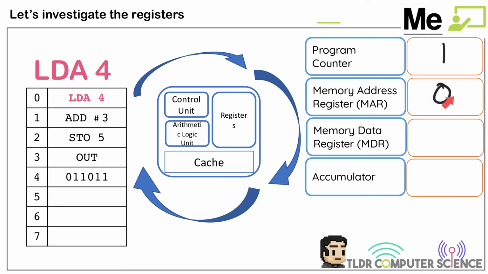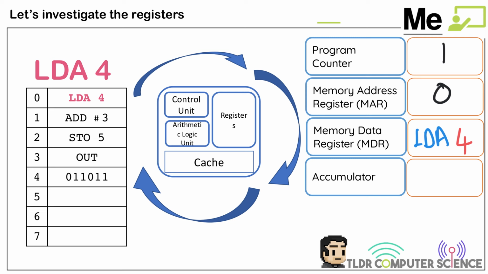So these two held addresses. This one is going to hold, in this case, the instruction. Yep. So what am I going to write into here? What am I writing here? LDA. LDA and 4. All right. Now, we fetched it. What happens next in the cycle? What happens after we fetched an instruction?